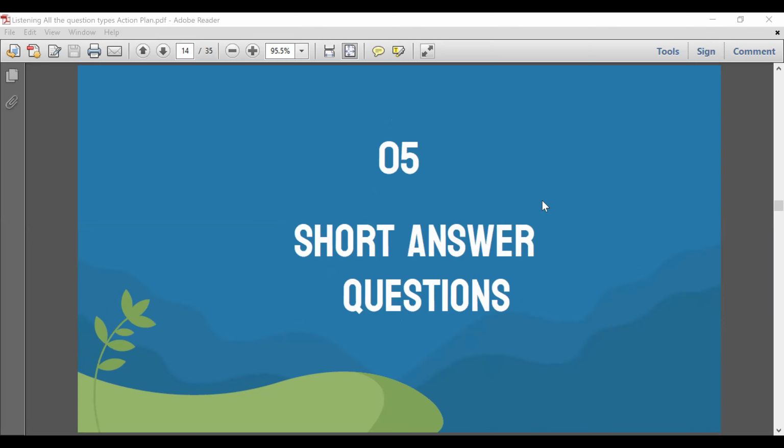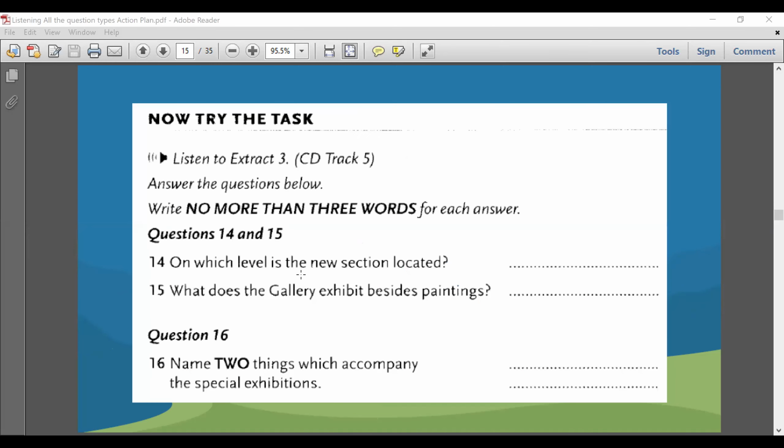Okay, short answer questions. एक और करते हैं. Short answer questions. Now write down 14, 15 and 16. ये भी difficult है. 14, 15 and 16. This is short answer questions. Let us see whether you are getting the right answer or not. चलिए.